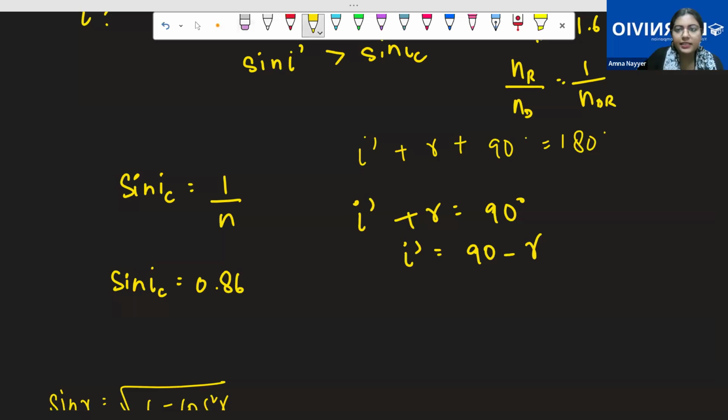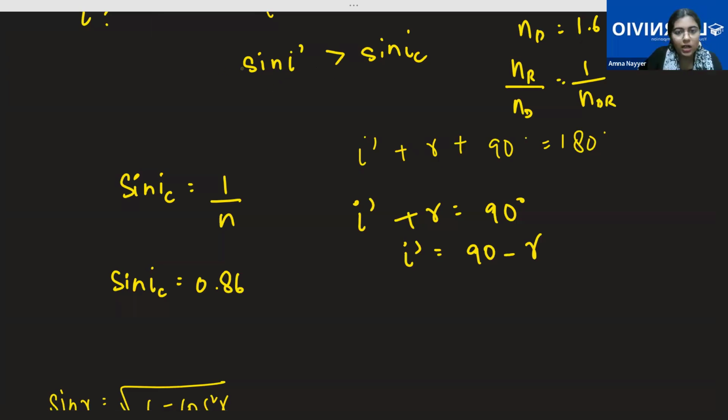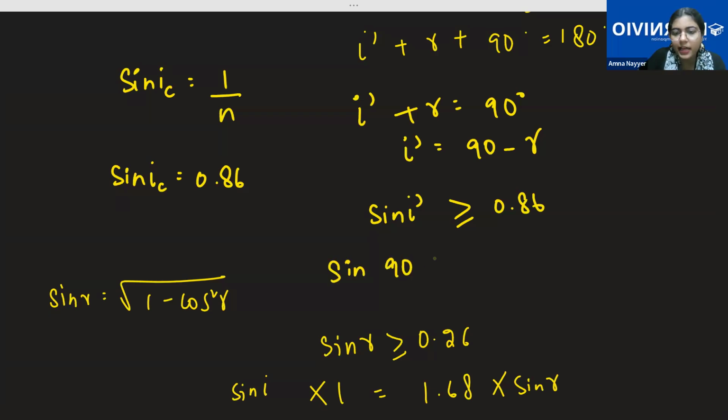Now, as I discussed with you, I dash eventually came out to be 90 minus R. For TIR to occur, sine I dash has to be greater than sine IC. Means this sine I dash has to be greater than this 0.86, greater or equal, maximum than 0.86. From here, sine IC's value. Now I dash we have got as 90 minus R.